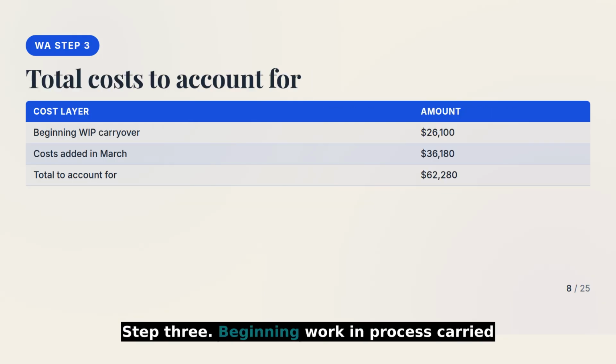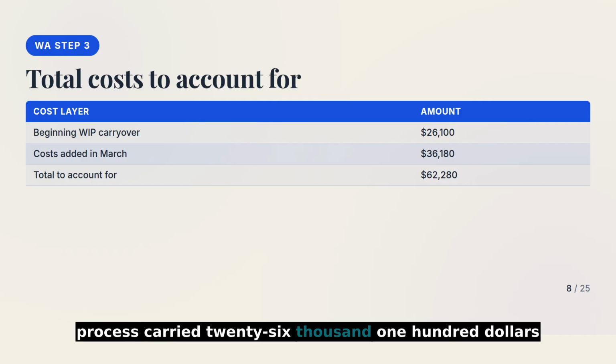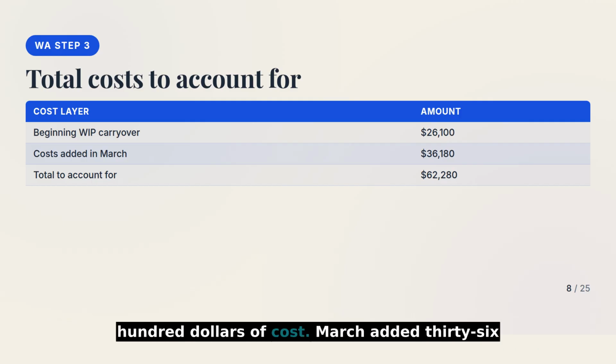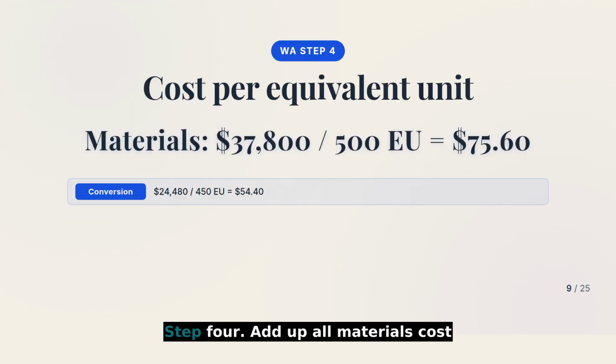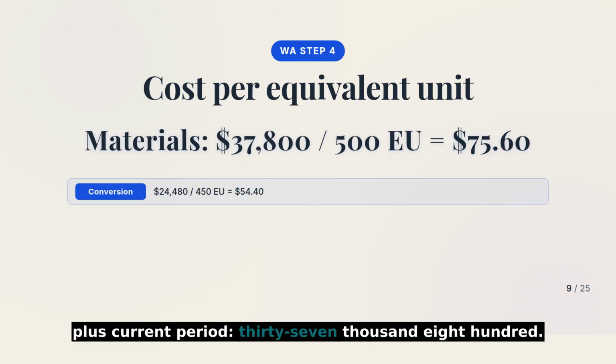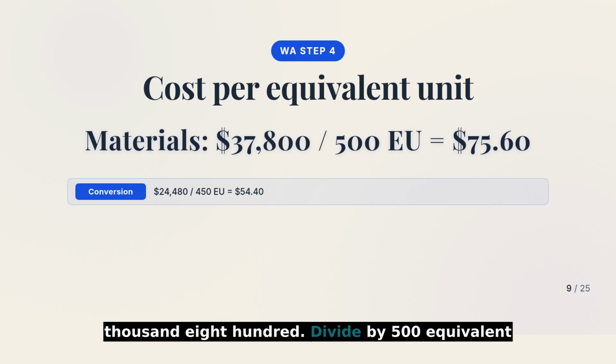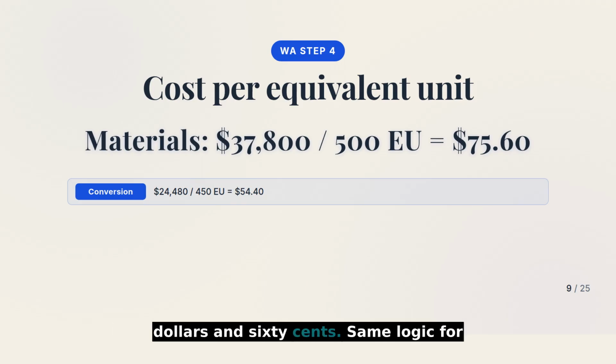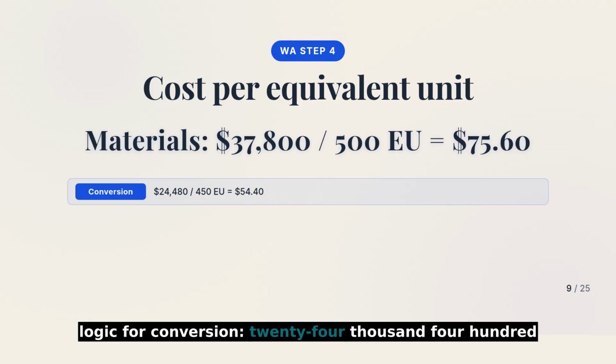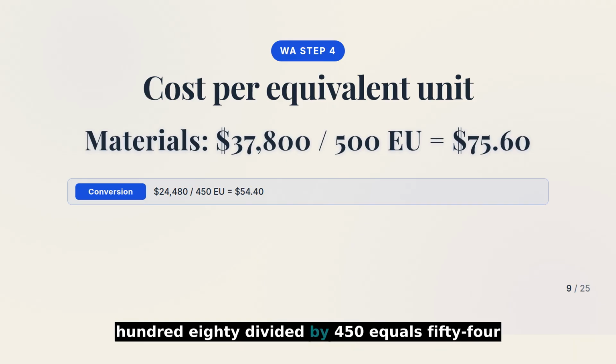Step 3. Beginning work in process carried $26,100 of cost. March added $36,180. Total to account for $62,280. Step 4. Add up all materials cost from beginning plus current period, $37,800. Divide by 500 equivalent units. Materials cost per equivalent unit, $75.60. Same logic for conversion. 24,480 divided by 450 equals $54.40.